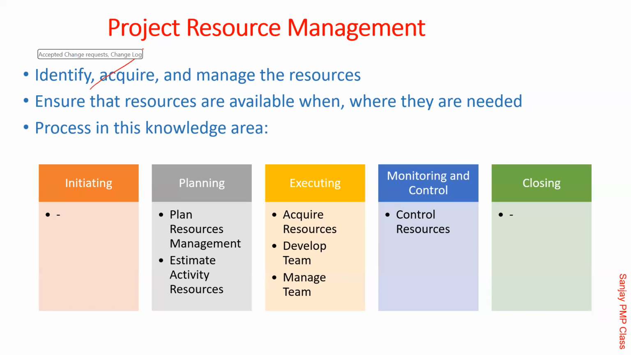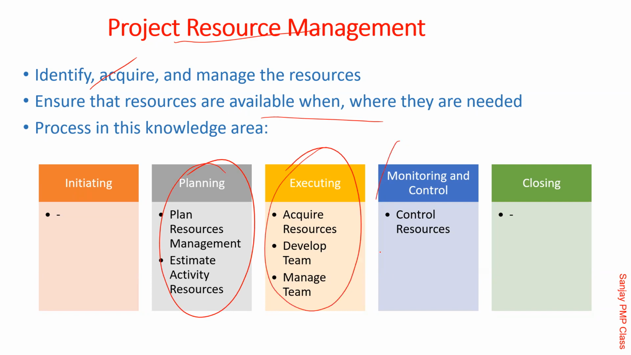Identify, acquire, and manage the resources is one of the objectives of resource management. It is very important for the project manager to ensure that resources are available when they are required, where they are required, and enough in numbers. Resources not available on time would create a problem. If they are available but not at the place where they are required, that would also be a problem. So plan all of that. You need to plan, then you need to acquire, and then you need to control.